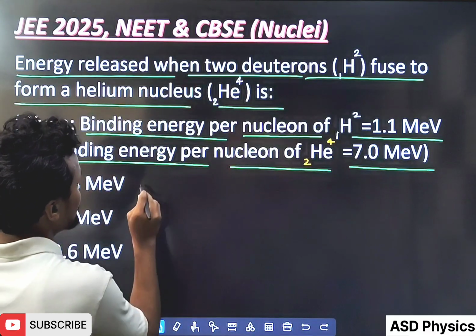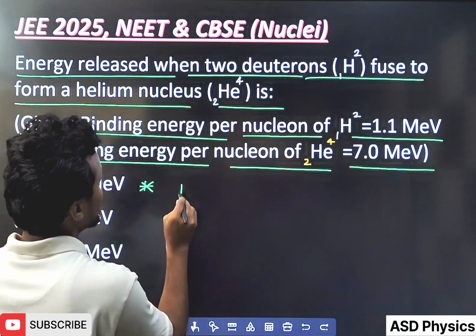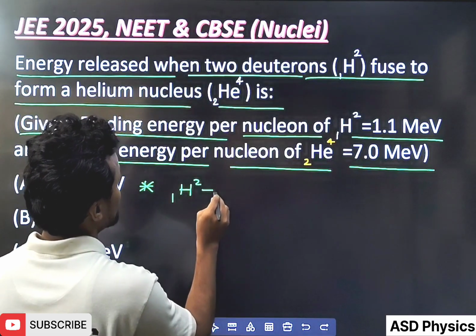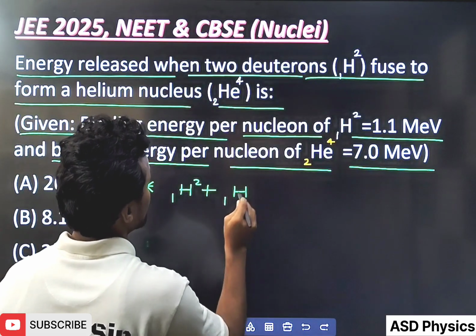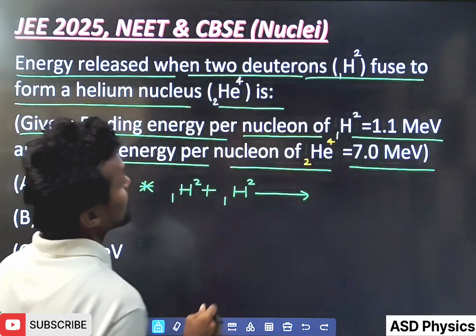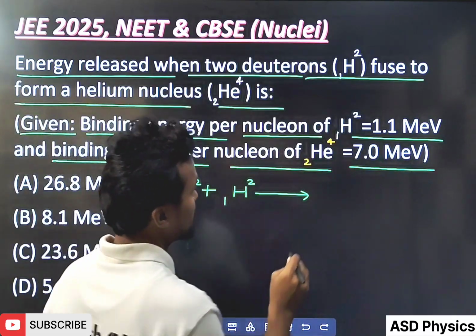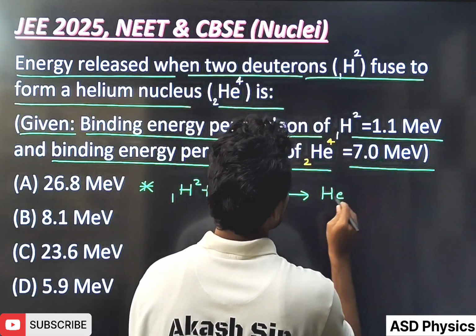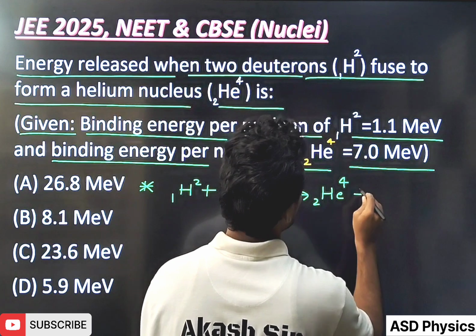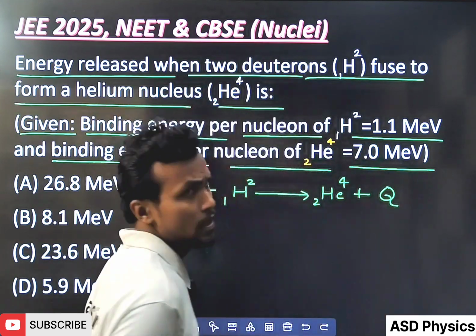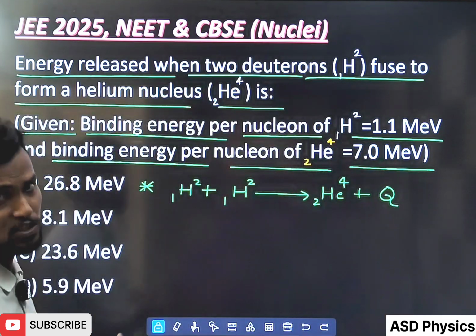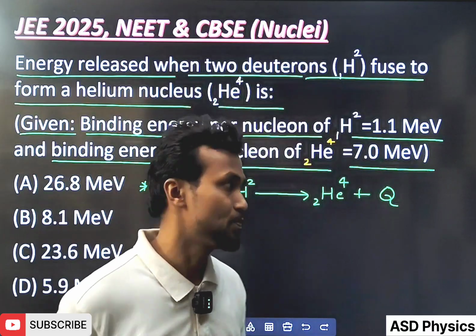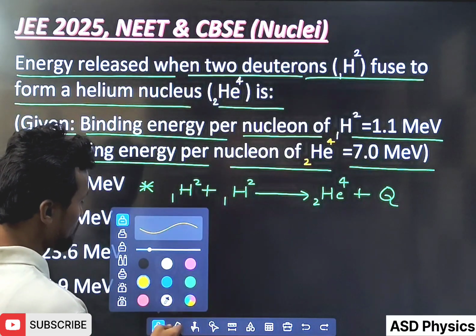How can we tell that? For that I will write the nuclear reaction here: 1H2 plus 1H2. When two deuterons fuse, a helium nucleus will form, plus some energy will be released. Which reaction is this? As I told you, an exothermic reaction. So here you have to remember two things.